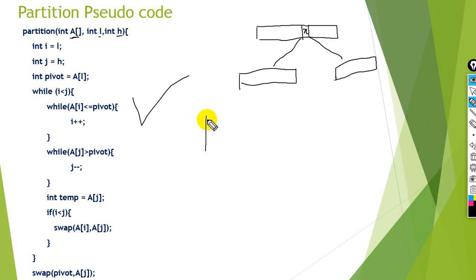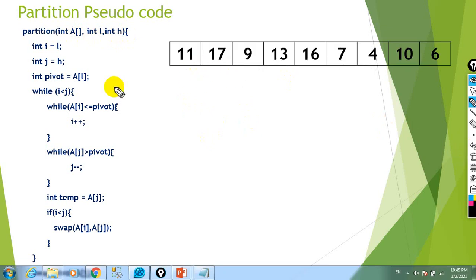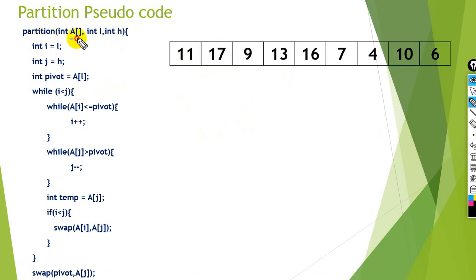Let me just write the array. Okay, so this is an array. So now when I call this function, this array will be completely assigned to this, and in this the lower element, and i is equal to L.